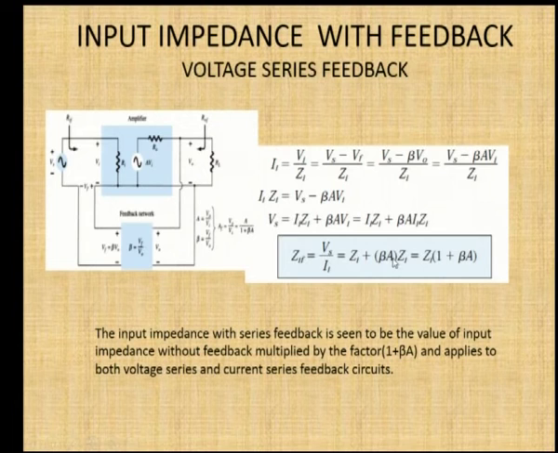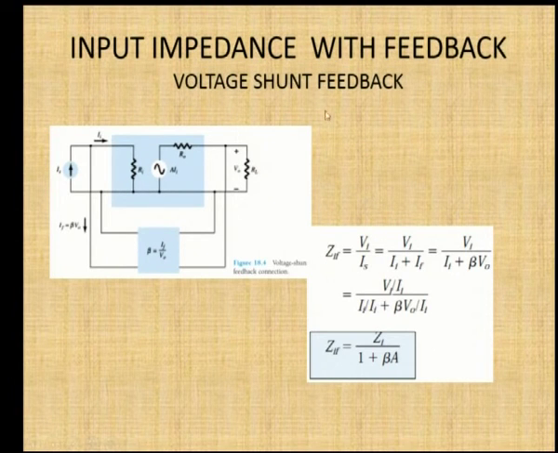Okay. So, for the voltage shunt feedback, before going to this kind of calculations, you can straight away say that it is connected in shunt. Just now we have seen that if it is connected in parallel, then definitely the value of the resistance will get reduced. So, for this voltage shunt feedback, this is the input impedance value: Zi divided by 1 plus beta A. So, the effective value of the input impedance is Zi divided by 1 plus beta A. Here if you give the feedback, then the impedance is reduced by the factor of 1 plus beta A. It is also true for the current shunt feedback.